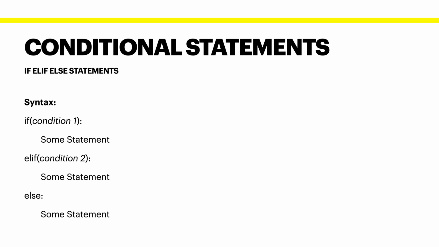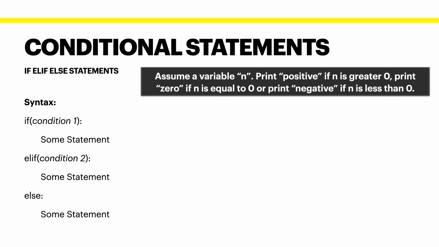So let us look at a real example of if elif statement. Assume a variable n. Now you have to print positive if n is greater than 0. You have to print 0 if n is equal to 0. And you have to print negative if n is less than 0. Let's see how we can convert this problem into an if elif else statement.